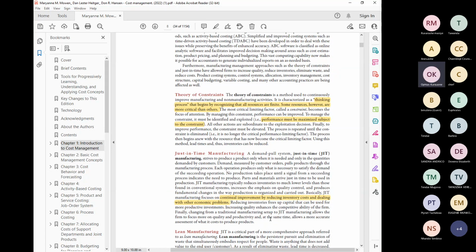So that is very important to understand. Traditional setup manufacturing allows the firm to focus more on quality and productivity, and at the same time allows a more accurate assessment of what it costs to produce. That is very critical about JIT. It allows the firm to focus more on quality and productivity, and at the same time allows a more accurate assessment.